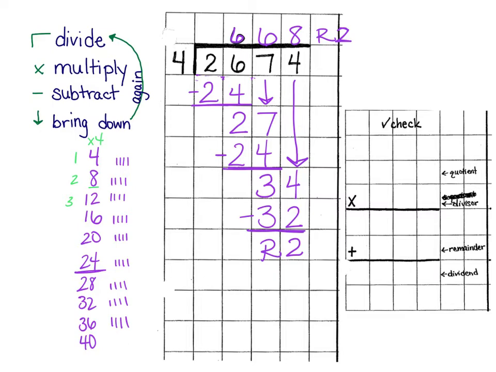Now we need to check our answers. We always start with the quotient. Here's the quotient. A quotient is our answer. So here is our quotient. If you need to, on your paper, I expect that you write quotient. And then we write the quotient here, 668.